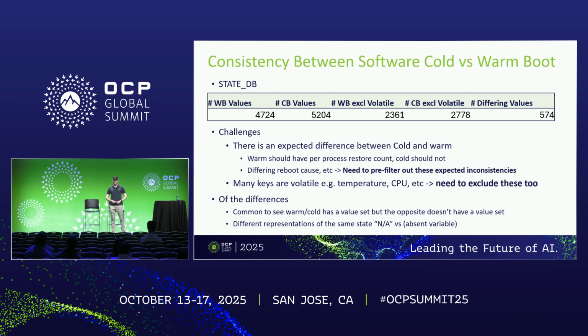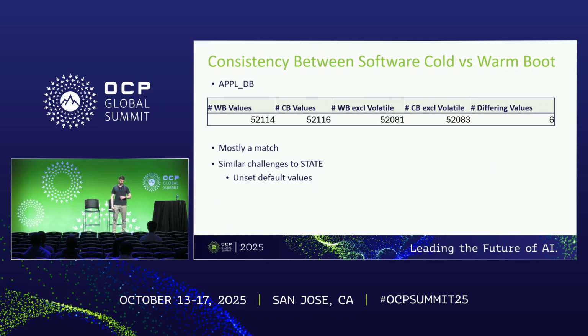But of the differences that we're seeing, it was quite common to see that in one version, the results after one upgrade, say warm boot, would have a value like n/a, not applicable. And then the cold booted values, they just wouldn't be there. So there are different representations of the same state, which we need to clean up. Application DB, similar problems there. Yeah, it's more of the same really.